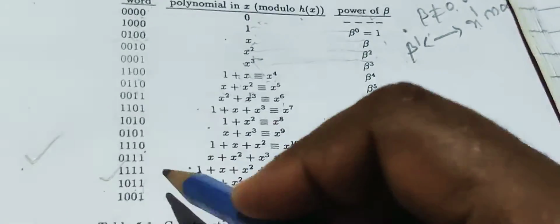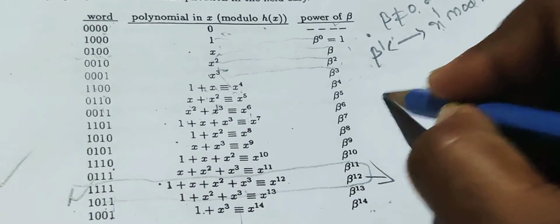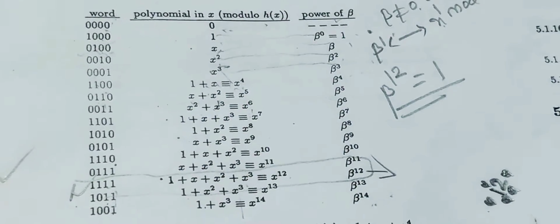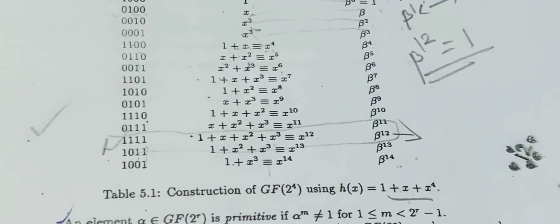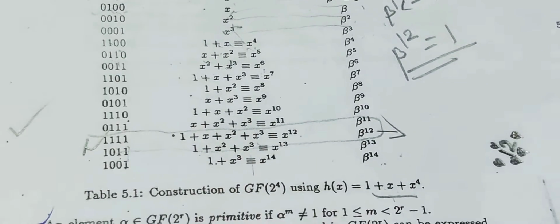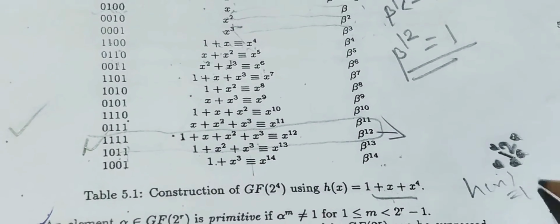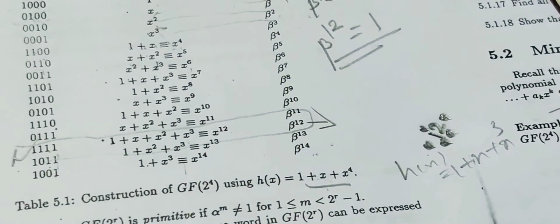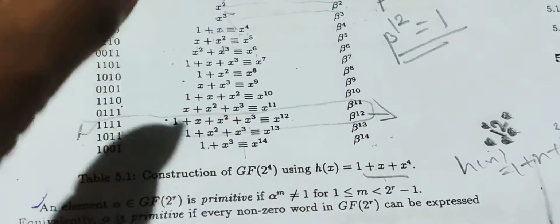Okay. And check this one. Beta raised to 15. This is another definition. Beta raised to 15 is equal to what? 1. So this is the construction of Galois field of 2 raised to 4 using h of x, where h of x is 1 plus x plus x raised to 4. Suppose h of x is equal to 1 plus x cube. This completely changes.